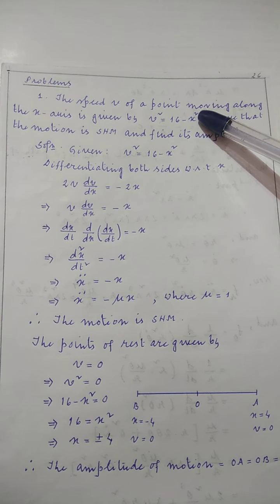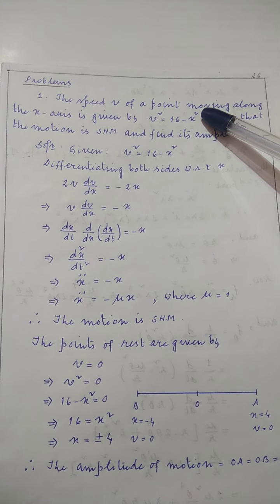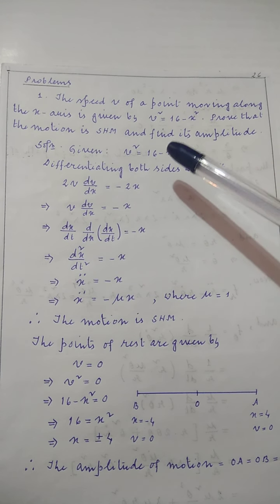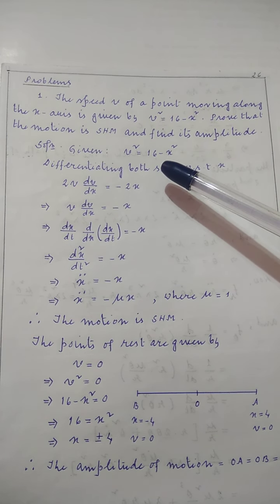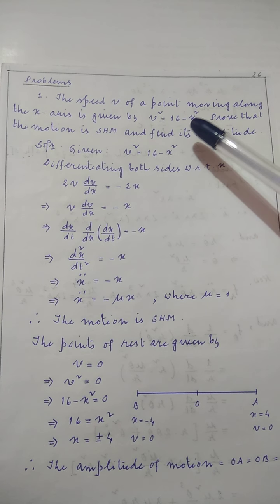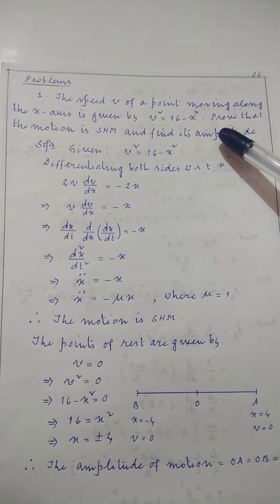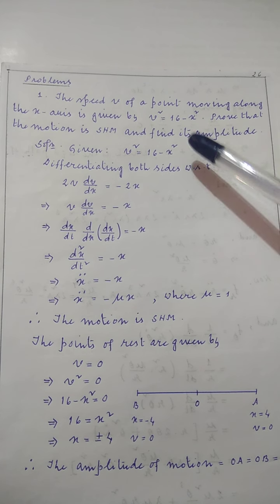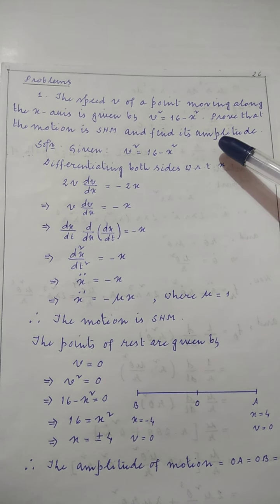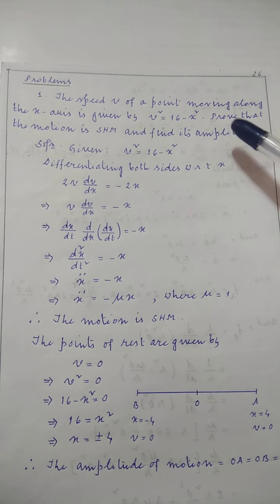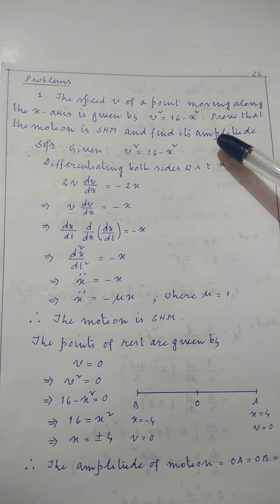So how can we show that the motion is simple harmonic? In order to show that, we have to show the acceleration is directed towards the origin and is proportional to the distance. And to find the amplitude, when the particle is displaced maximum, at that point the velocity is equal to 0. From that condition it is possible to find the amplitude. So let's start this way.